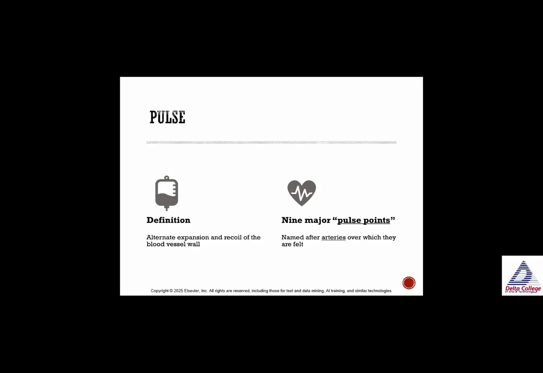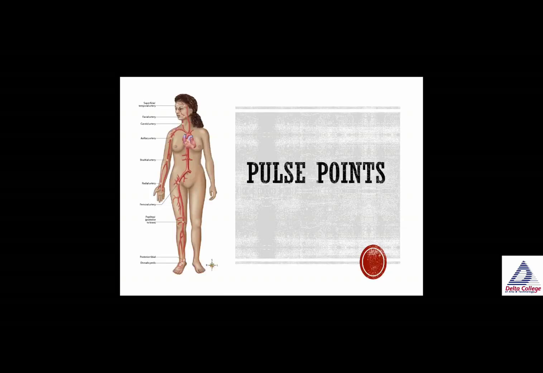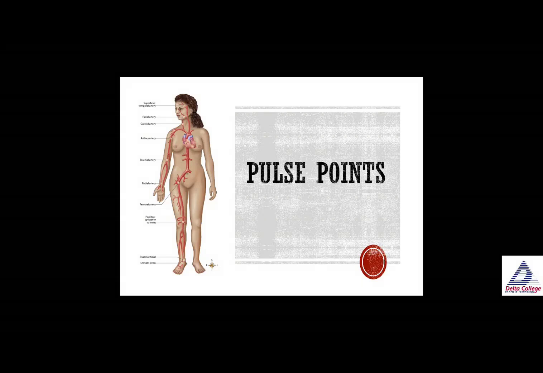Now let's talk about pulse. The definition of pulse is alternate expansion and recoil of the blood vessel wall. There are 9 major pulse points in the body, named after arteries over which they are felt. So pulse points, in order to get a pulse, you have to feel over an artery and count for 1 full minute. Here are the pulse points that you will have to know in your future classes.